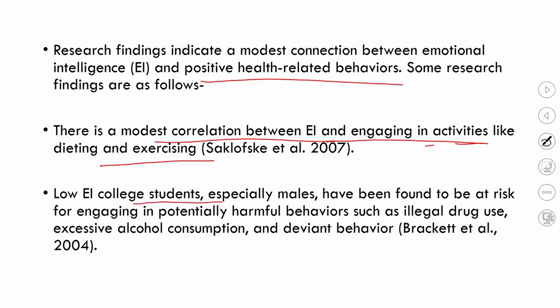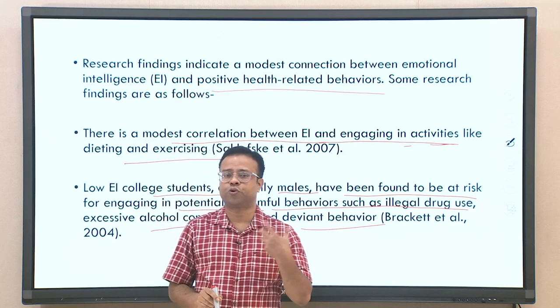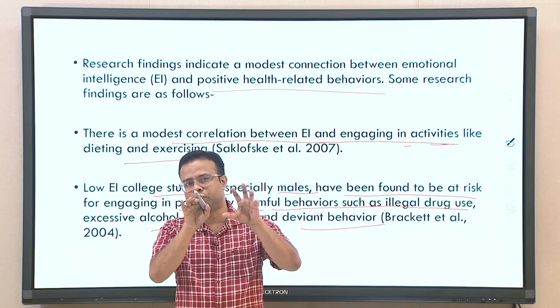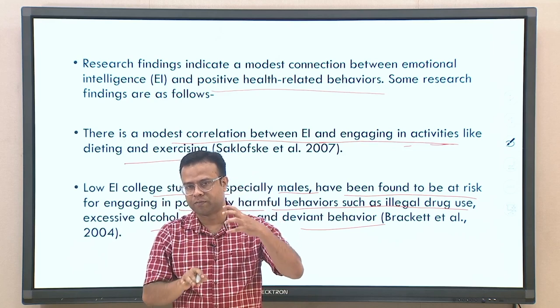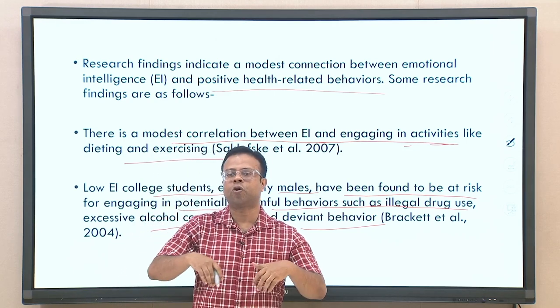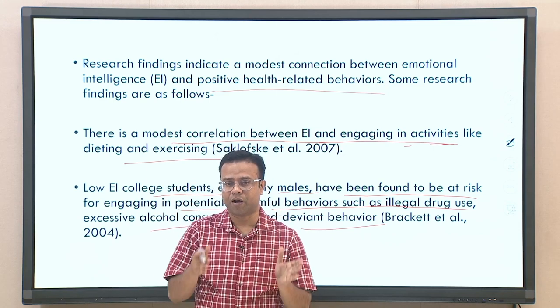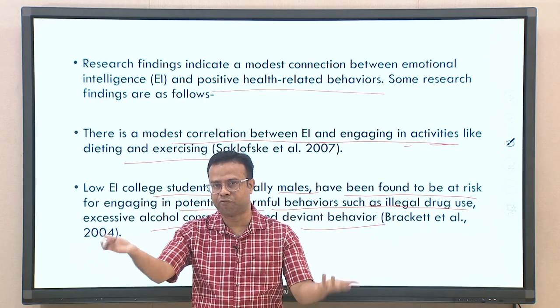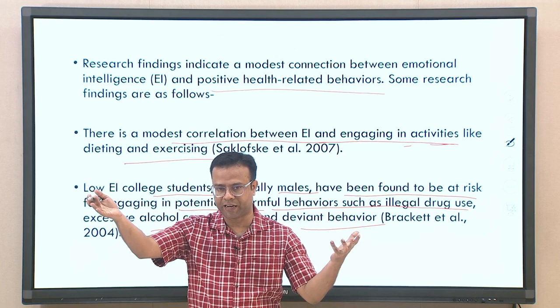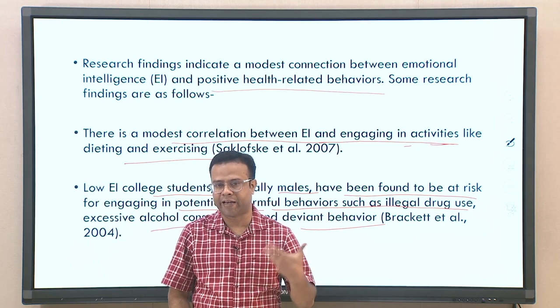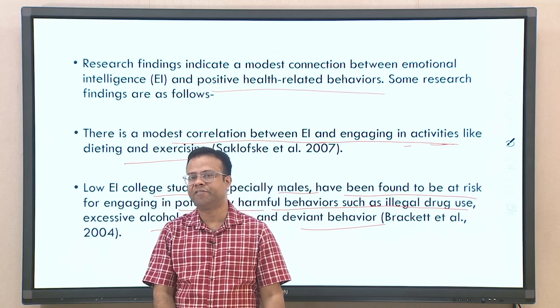Low EI college students, especially males, have been found to be at risk of engaging in potentially harmful behaviors such as illegal drug use, excessive alcohol consumption, and deviant behaviors. So this is another evidence that college students with low emotional intelligence, particularly males, are at higher risk of engaging in behaviors harmful for physical health and overall mental health, such as drug use, excessive alcohol consumption, deviant behaviors, and so on.